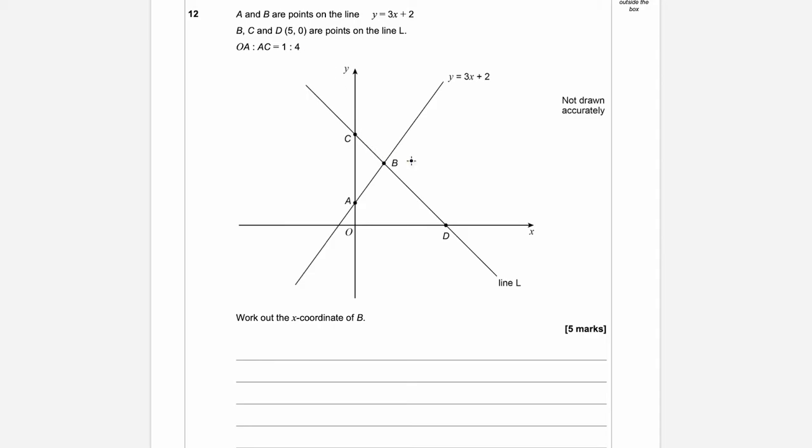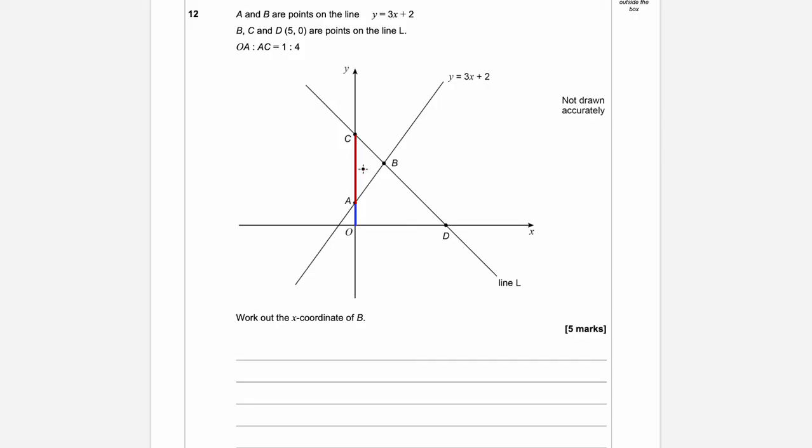Question 12. A and B are points on the line y equals 3x plus 2. B, C, and D are points on the line L. OA to AC is 1 to 4. Okay, so this is 1 to 4 here. That's 1 to 4. Work out the coordinates of B.